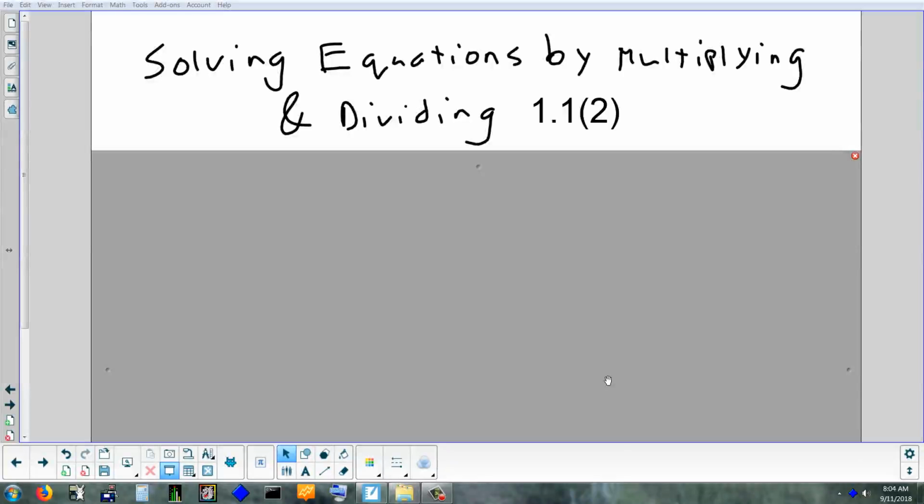Okay, so today we're going to look at the second part of section 1.1, which is on multiplying.